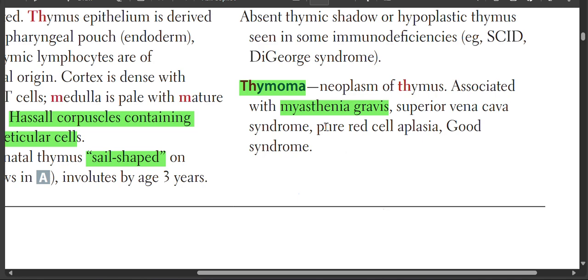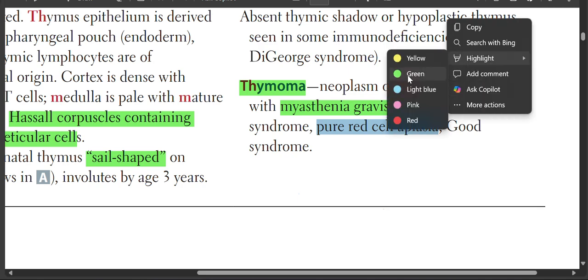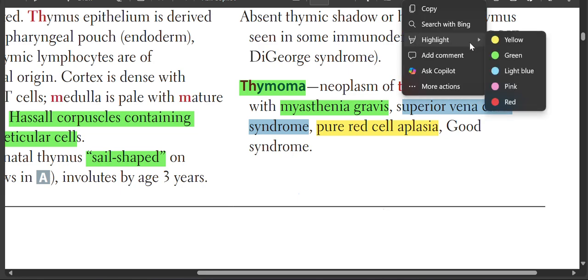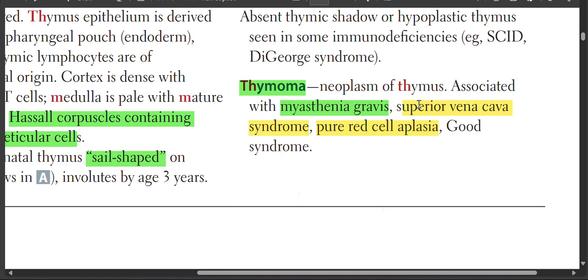Now, the next one, this is a rare one for the USMLE, but they might ask you about this. Even SVC, I would say, is a pretty rare condition for Step 1. It's more prevalent in Step 2. So pure red cell aplasia, as it says, it's pure, that means only the red cells are affected, and aplasia, that there is only a decrease in the number of RBCs. Everything else is normal.